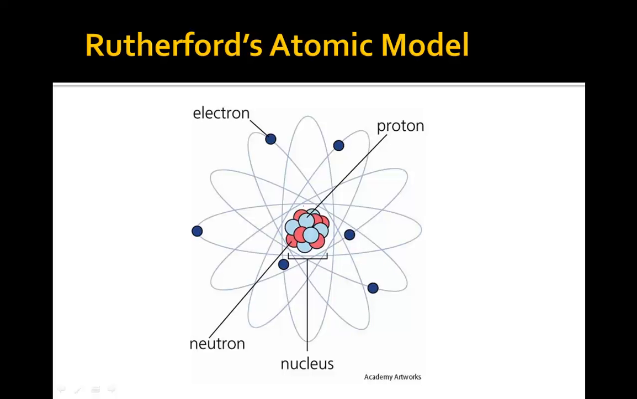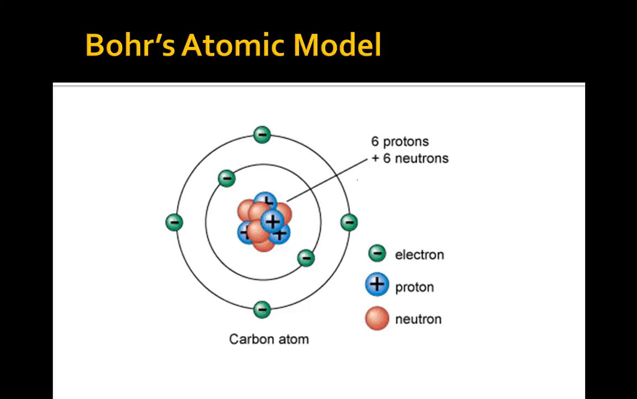The nucleus in the very center right here contains both the protons and the neutrons, and then surrounding the nucleus are the electrons. Here's another model, Bohr's atomic model, very similar in that the protons and neutrons are located in the center, in the nucleus, and the electrons are surrounding it. Now, both of these models, Rutherford's and Bohr's, can be considered hypotheses to help explain some of the things that scientists saw back in the early 1900s.